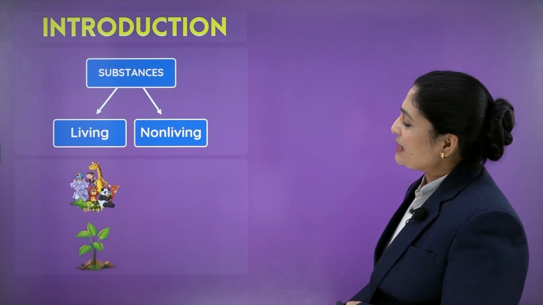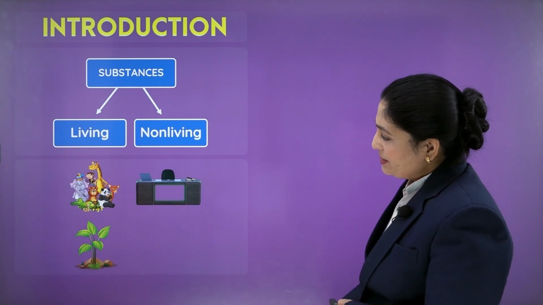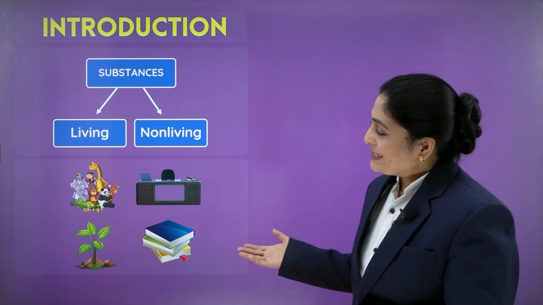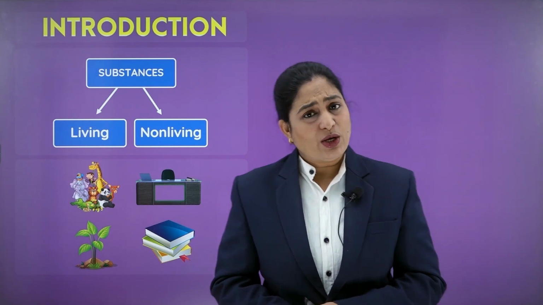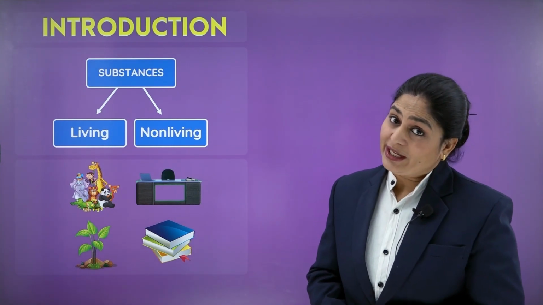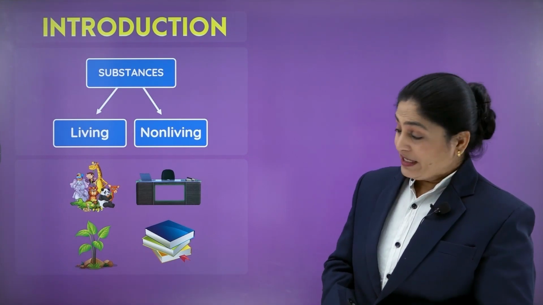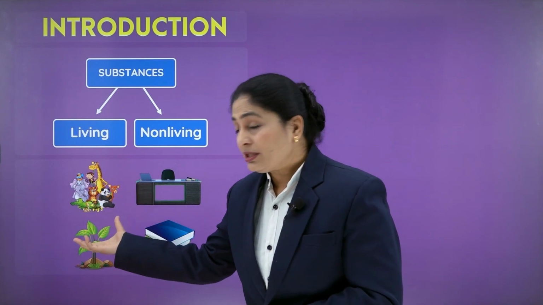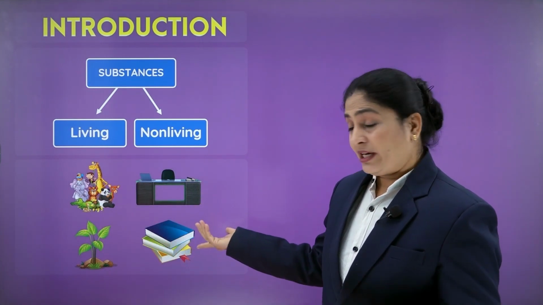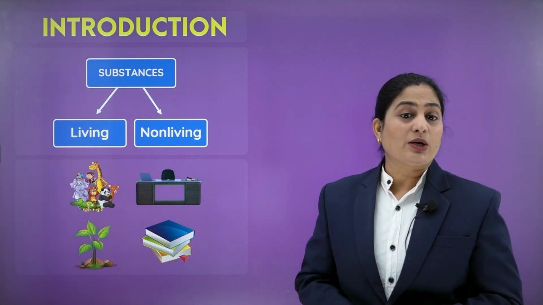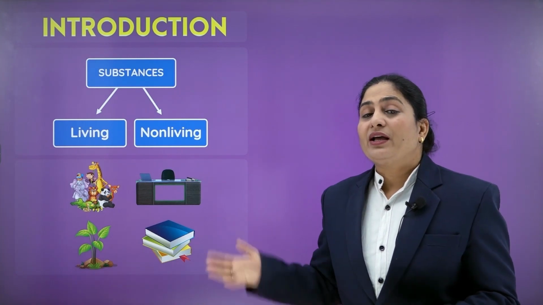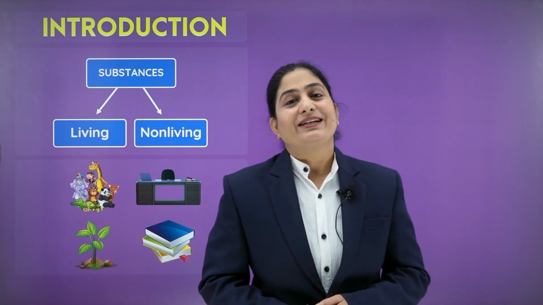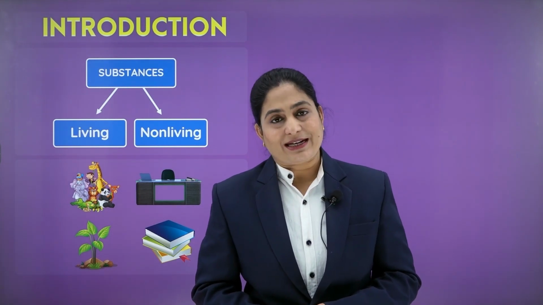So, here you can see some pictures of animals, plants, books, study table. Can you recognize which are living substances and which are non-living substances? If I say that this plant is a living substance, the animals are living substances, your study table is non-living, your books are non-living, why some substances are living and why some are non-living, we are going to discuss in detail in this chapter. Let's start.